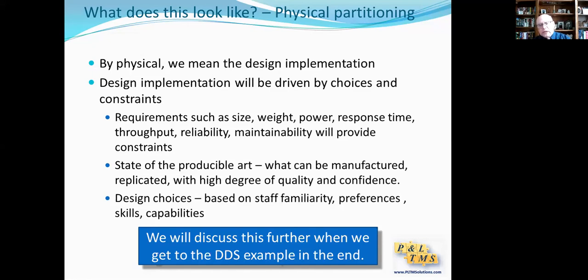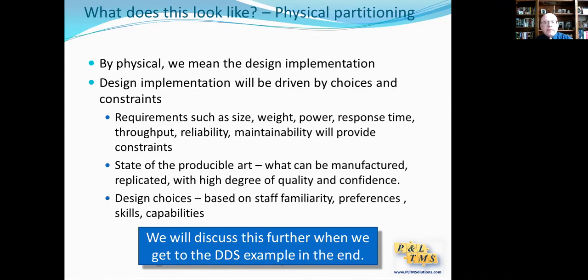The other aspect will be your design choices. And that is based on what the staff feels comfortable with. What are their preferences? What are their skills? What are their capabilities? If you are in a house that has great programmable logic design, chances are you're going to put a lot of stuff in the programmable logic. If you're an excellent analog house, you're going to be moving some of your circuitry into the analog world. If you are a high-speed processing house, you may put some of the implementation in software. So it really is going to be based on what you feel comfortable with, what are your preferences.